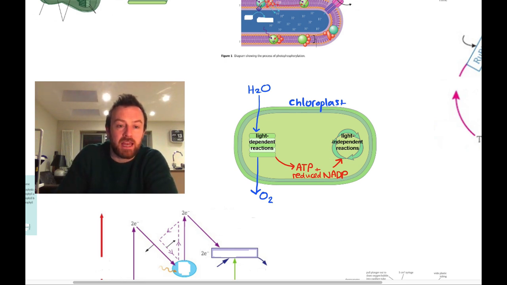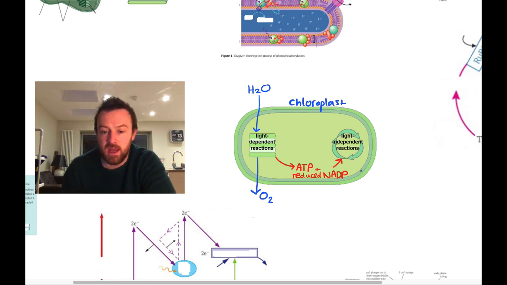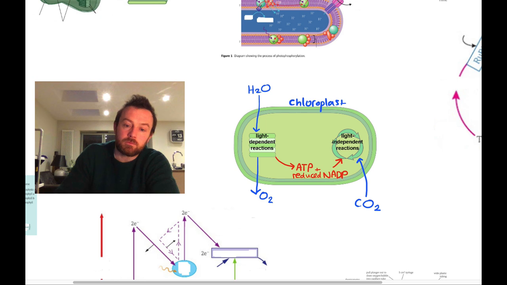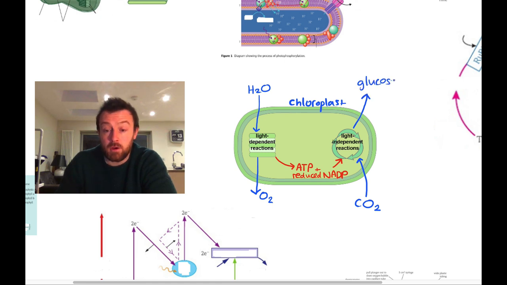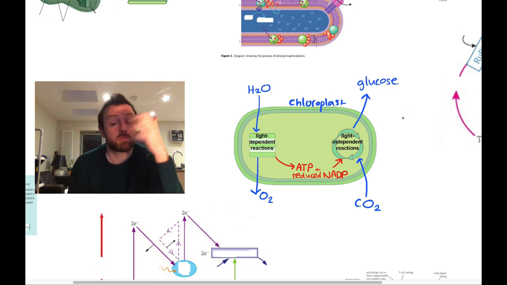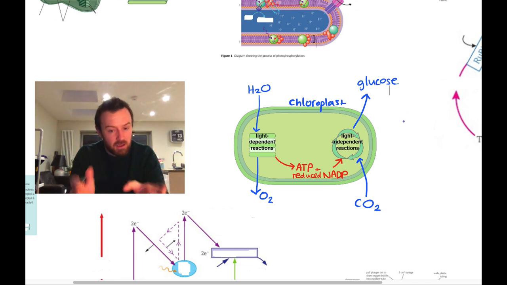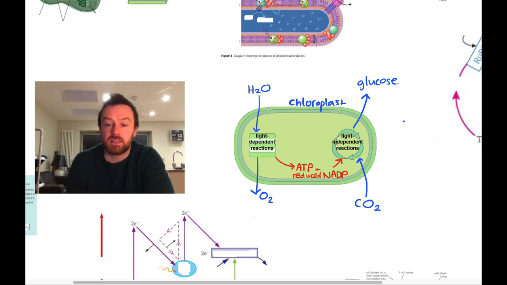All right, well, what about the light-independent reactions? Well, the light-independent reactions need carbon dioxide, CO2, which diffuses in from outside the chloroplast. And they produce glucose. And that glucose can then be stored as starch, can be respired, can be passed to other organelles in the cell, because remember this is the chloroplast, or to other plant cells.